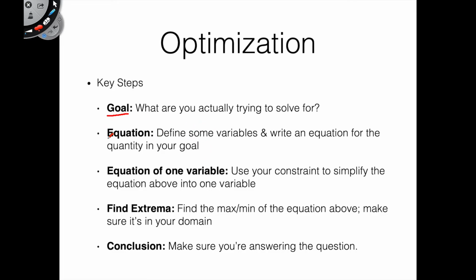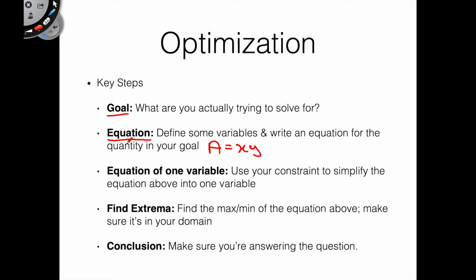The next thing we want to do is find an equation. We're going to define some variables and write an equation that actually helps us achieve this goal. And that's one of the steps where we go from a more abstract problem in words to an actual mathematical solution. So this is where we got that equation A equals xy. That's where this came from.